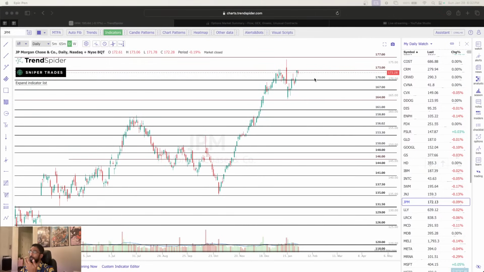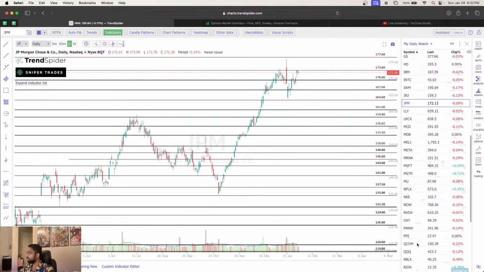And if we can break above 173, we'll go out. We have a target of about 175 to 177. That's the range that this break can kind of give you. So keep an eye out for 173 this week. Probably if there is a rotation into banks, we can probably play that.